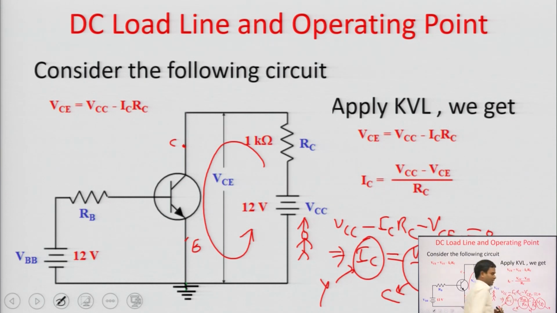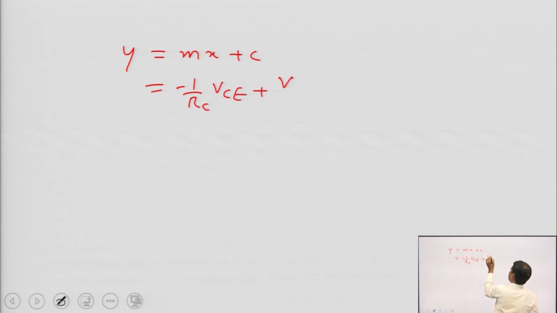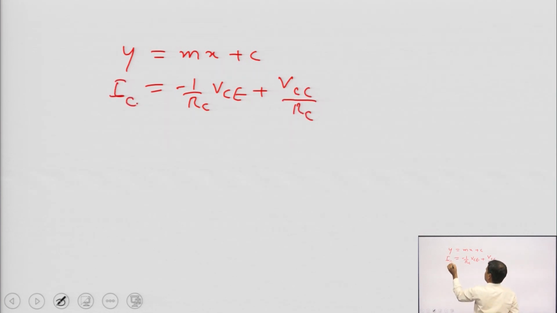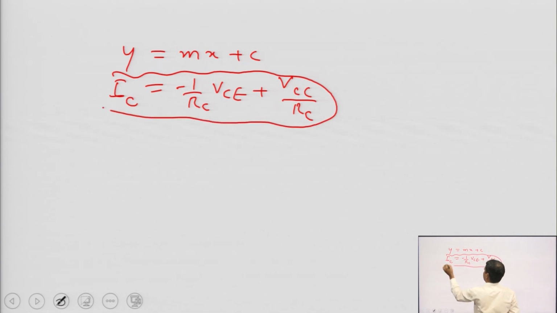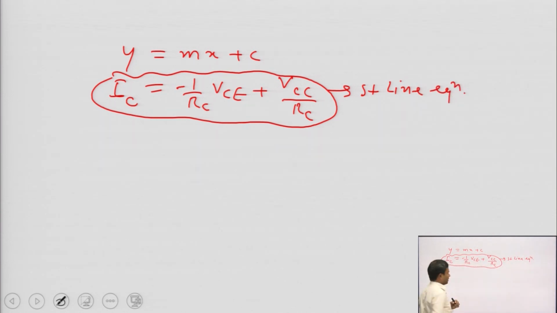Now, this is treated as y, this is the constant, this is the slope and this is x. This means this is the equation of a straight line, mx plus c. Here m means minus 1 upon RC, VCE plus VCC upon RC is IC. This is a very important equation, the straight line equation. Now, we have to draw this equation.